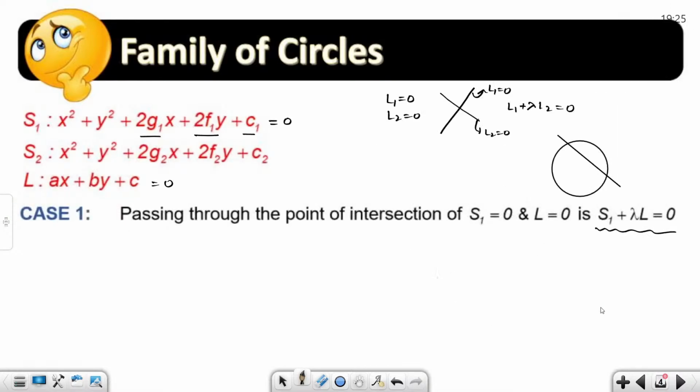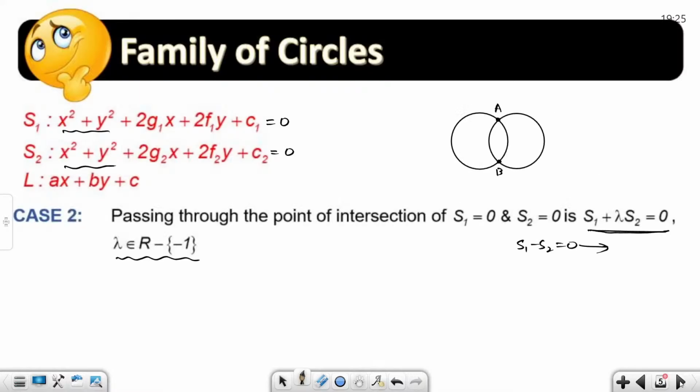See this slide? Here we have learned that when a circle and a line are given, how to find out the family of circles. This is the main concept of finding out the family of circles. And after that, in case 2, we have learned when 2 circles are given and we have to find out all the family of circles passing through the point of intersection of these 2 given circles.